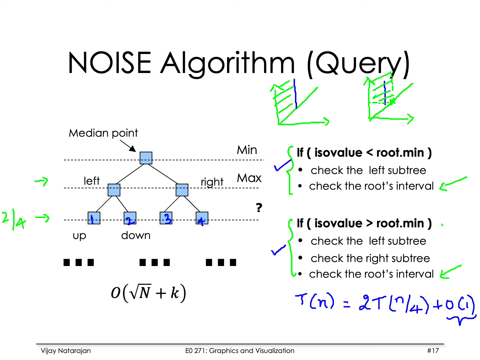Right. So essentially you get this recurrence T of n equal to 2T of n over 4, and this results in the worst case running time of O of root n plus k. Of course, n is here the number of input cells, k is the number of isosurface cells, so that is the size of the output. Compared to the previous runtime, which was k log n, this is much better, especially because we know that k is often n to the 2 over 3.